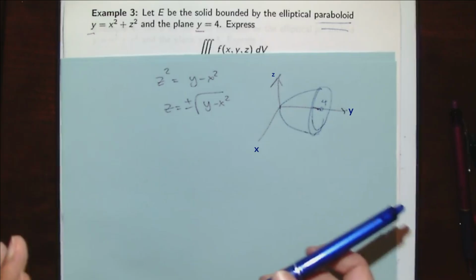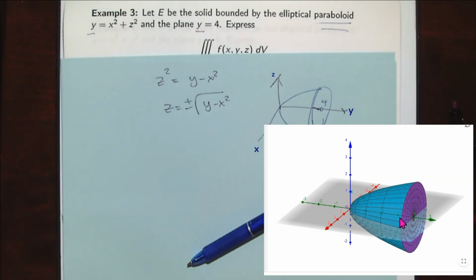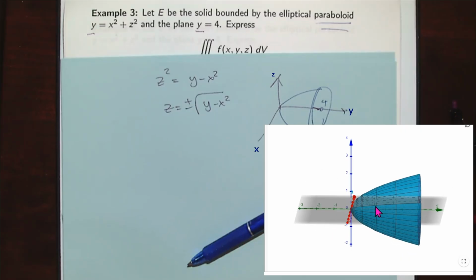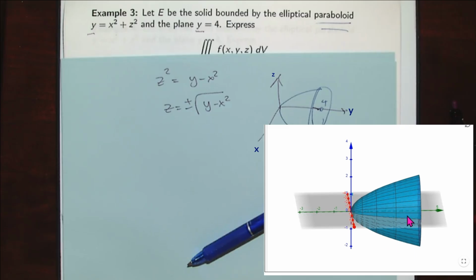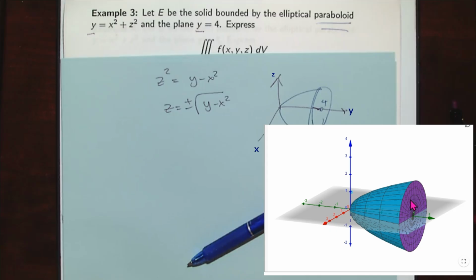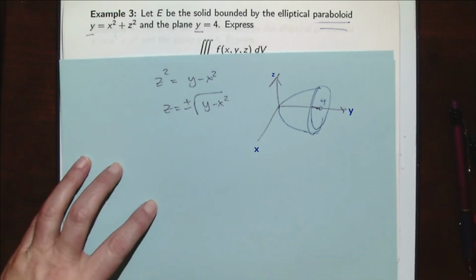Top and bottom of the same thing. Top above and below the x-axis, the xy plane. So it's basically this. The bottom surface is the bottom blue, not the purple. The positive is the upper blue, and the negative is the lower blue. Fair game? Okay. So that's the shape, and let's set it up.